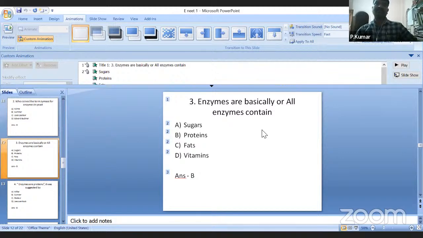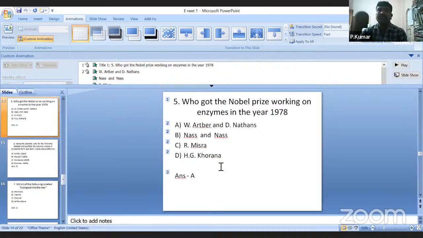And all enzymes are basically contained in what? Proteins. Sugars are not the right answer, and fats are not the answer, nor vitamins. So it is clear that all enzymes are made up of proteins, but all proteins are not enzymes. That is very important. So here the answer is proteins.